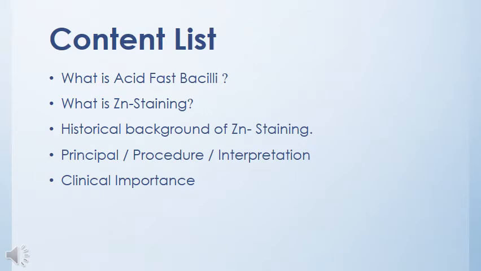First of all, we will discuss some historical background of the ZN staining. Before studying the ZN staining procedure or principle, we will discuss the difference between the acid fast bacilli and other bacteria, and why we need ZN to visualize acid fast bacilli. Then we will go for the principle and study what ZN staining is. After procedure and interpretation, we will see the clinical importance of ZN staining as well.